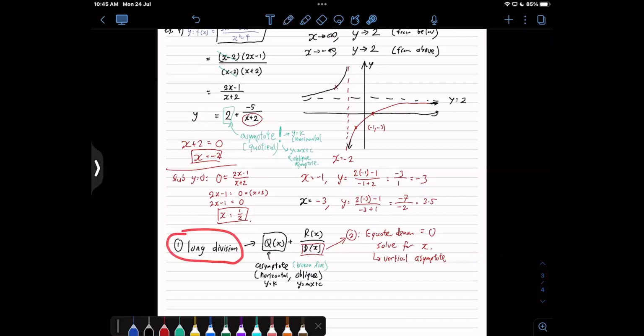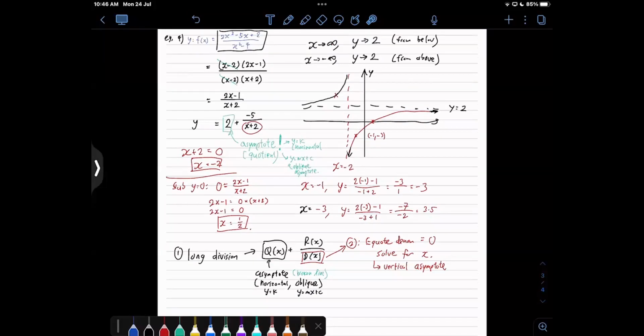Step 1, long division. You get the quotient, that's your asymptote, draw it in. Step 2, you have the fraction. You look at the denominator, or in fact, you don't even need long division for this step 2. You can just look at the original denominator, like x squared minus 4, assuming that there are no holes. I better write this down. Assume no holes.